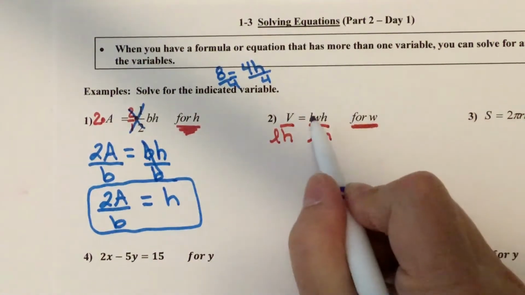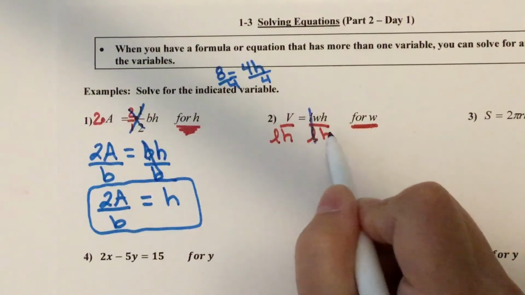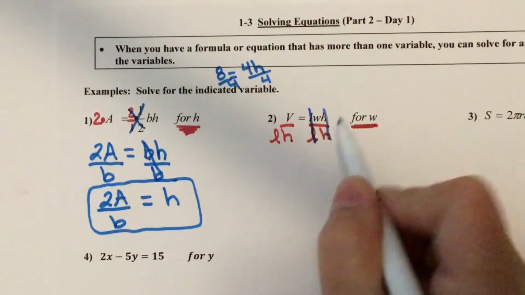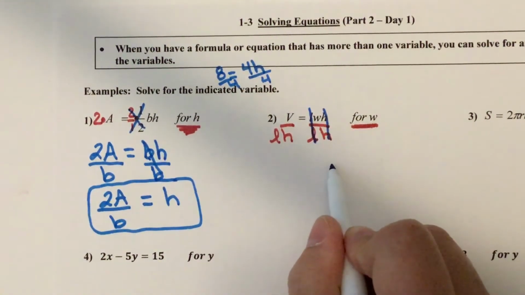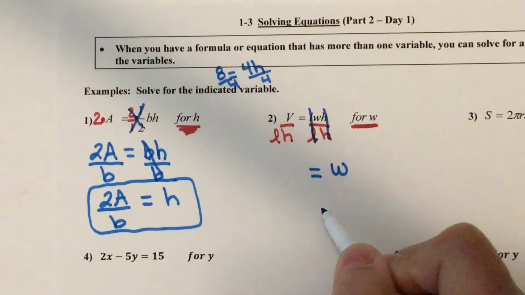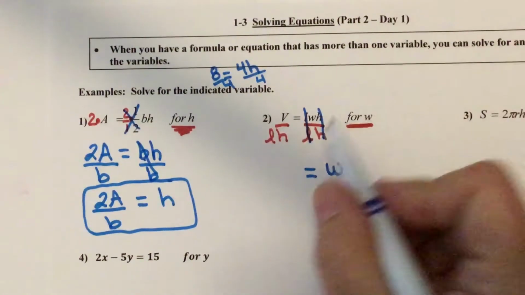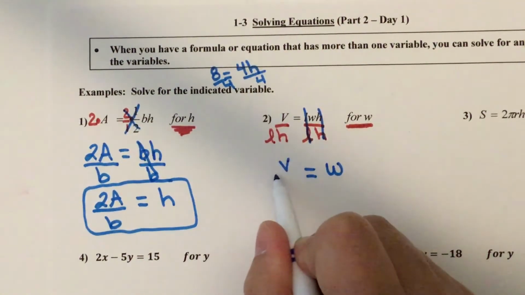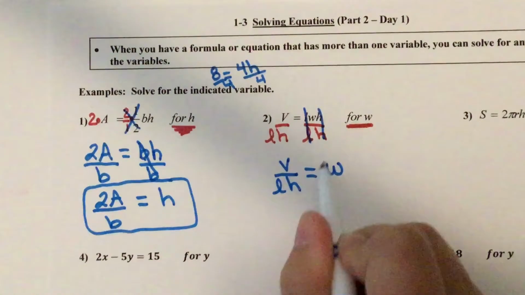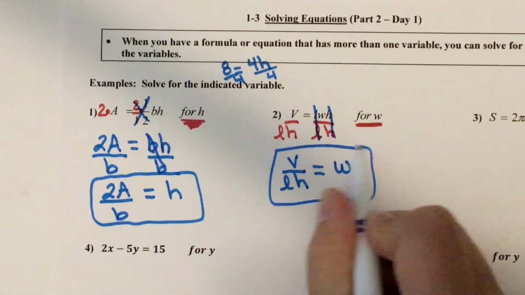So on this side, L divided by L is 1, shoop. H divided by H is 1, shoop. All I'm left with is W. On this side, I can't divide these because none of these are the same letter, so I just recopy. V divided by LH. And that's my answer. And I'm done.